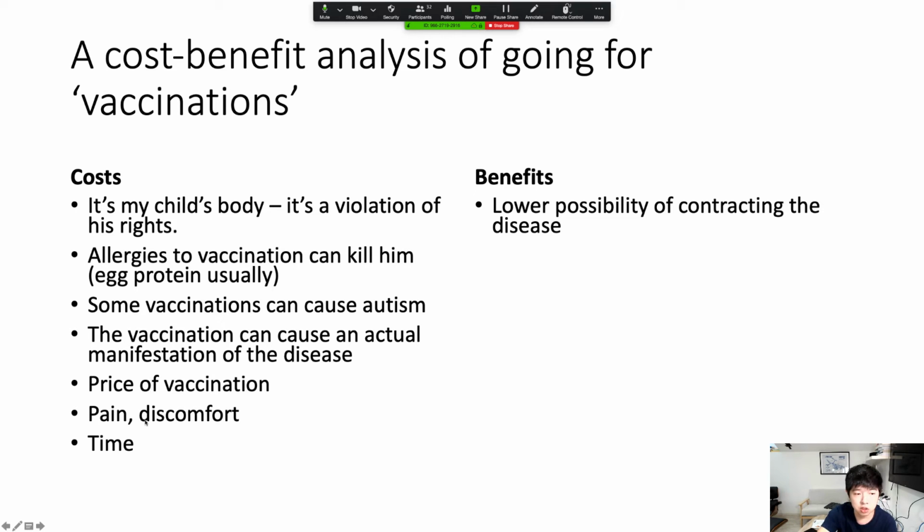Then the price of the vaccination is the pain, the discomfort, the time, and your benefit is the lower possibility of contracting the disease. So a lot of people look at this cost and benefit table and say, I'm not going for it. That's because they have a choice, because in these countries vaccination is not mandatory. So with the comeback of the measles virus, a lot of states in the US have put in state laws to make it mandatory for people to get these measles vaccinations.